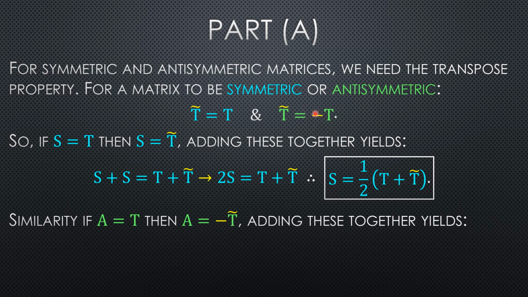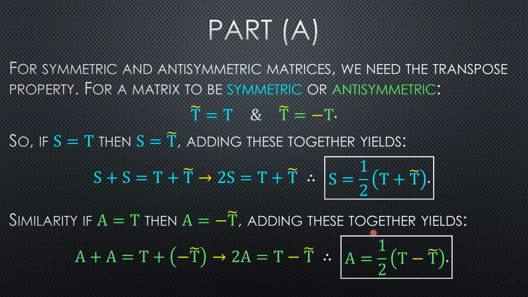All we did was push this negative to the other side. Adding these together yields A plus A. We see the negative T transpose there, gives us 2A, and this equals T minus T transpose. So we see that the antisymmetric form has a minus sign in between. Now this plus minus structure is going to maintain itself throughout all of these questions.